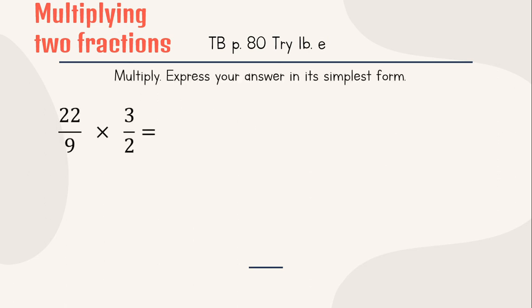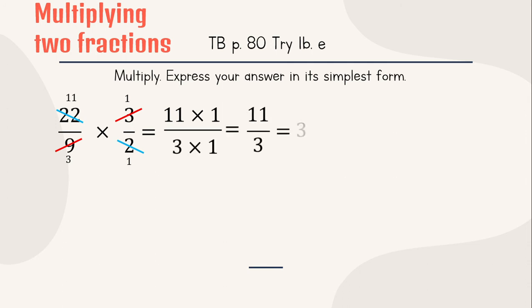22 per 9 times 3 per 2. Can these 3 and 9 be simplified? Yes, by dividing by 3. And 22 and 2 divided by 2. So what do we have? 11 times 1 per 3 times 1. 11 per 3, which is 3 and 2 per 3.